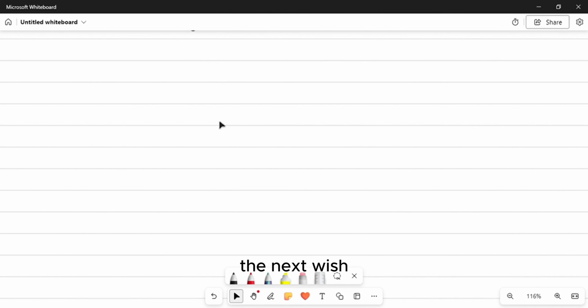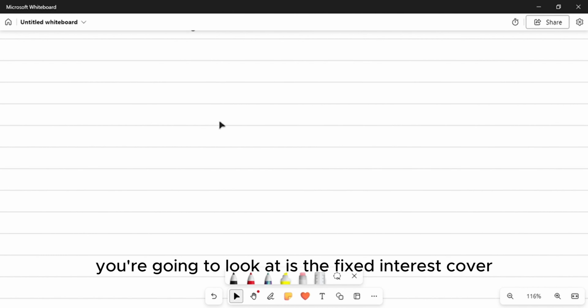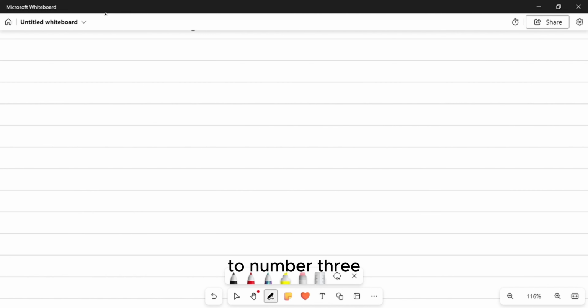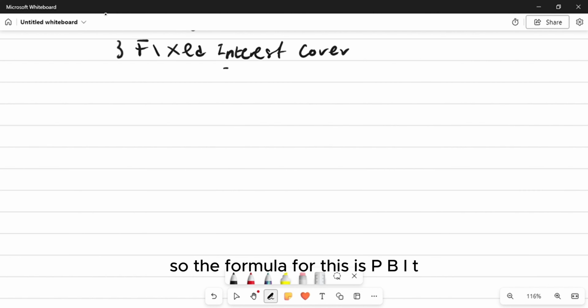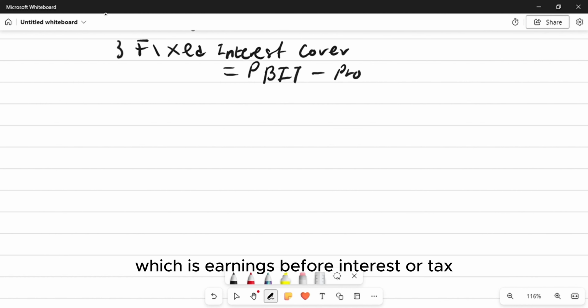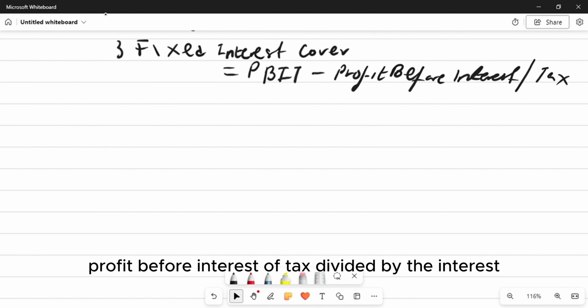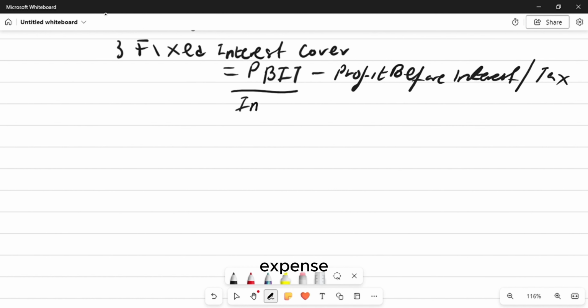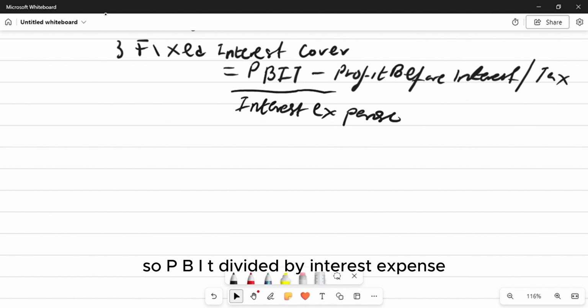Okay, so now the next ratio we're going to be looking at is the fixed interest cover, number 3. The formula for this is PBIT. When I say PBIT, I mean profit before interest or tax, or sometimes you might see EBIT, which is earnings before interest or tax. So PBIT, profit before interest or tax, divided by the interest expense. This is the formula for interest cover.